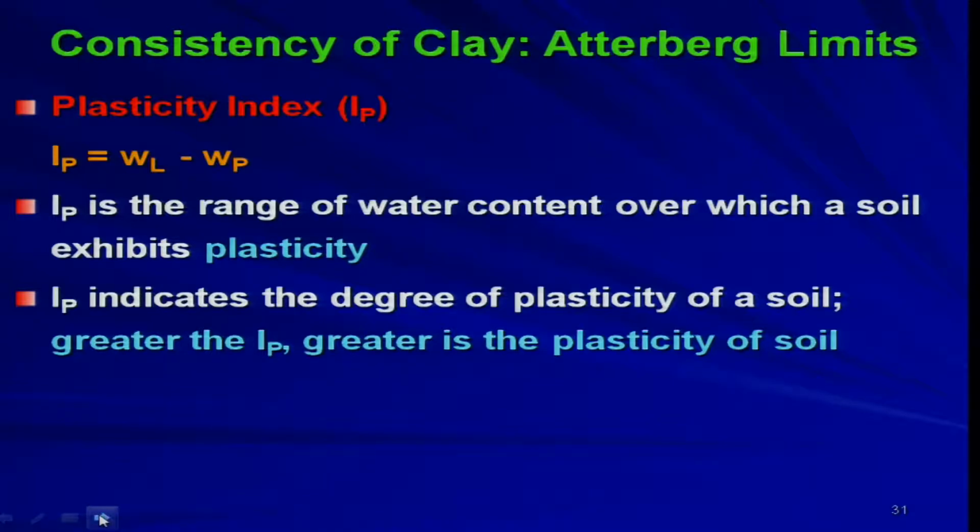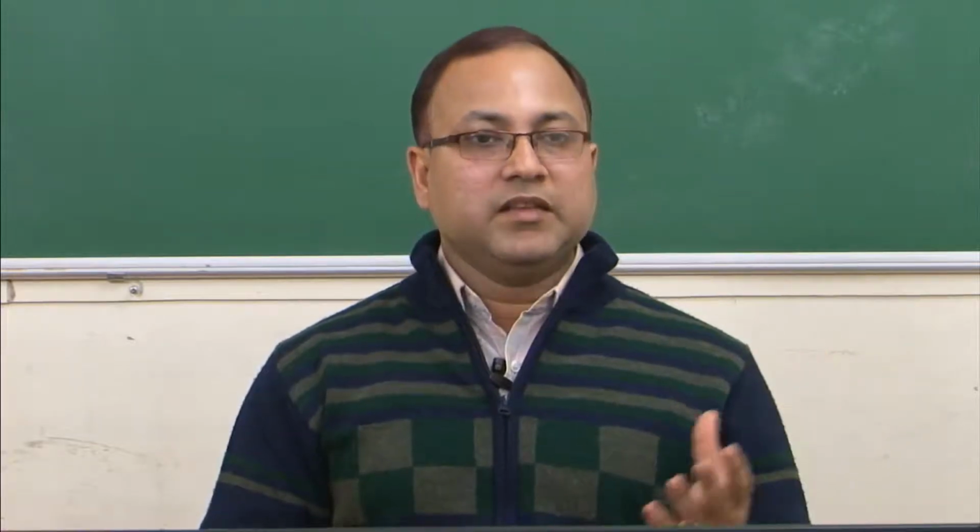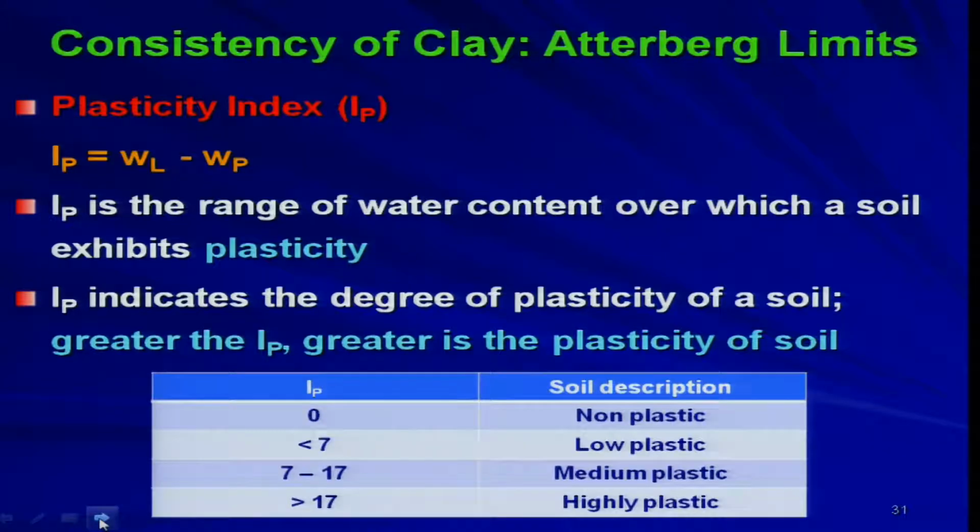If you observe a higher plasticity index for any soil, then that soil will exhibit higher plasticity. Now, this is a table which will give you an idea of how soil consistency depends on the plasticity index. If IP is 0, the soil is described as non-plastic soil. If it is less than 7, then low plastic soil. If it is 7 to 17, then it is medium plastic, and if it is greater than 17, then it is highly plastic soil.